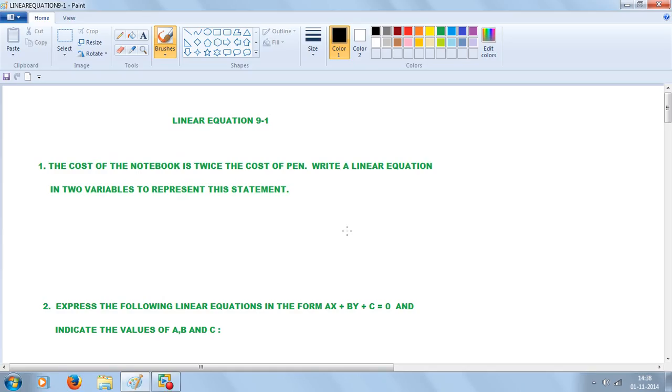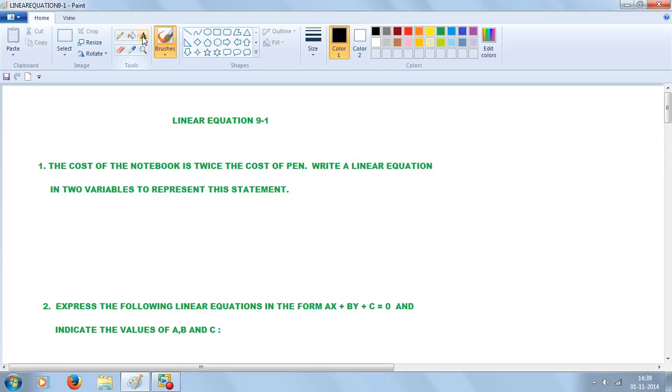So we'll start a new lesson in linear equations. A linear equation is a simple equation in x, y or x and y like that. Now we will try to do some problems to understand the basic concepts. The first problem: the cost of the notebook is twice the cost of the pen. Write a linear equation in two variables to represent this statement.